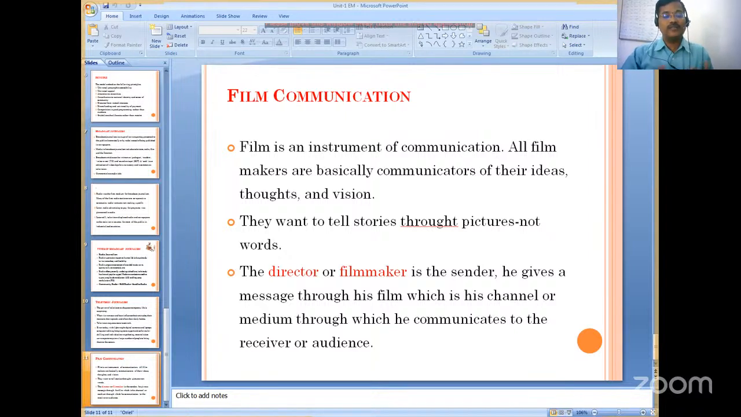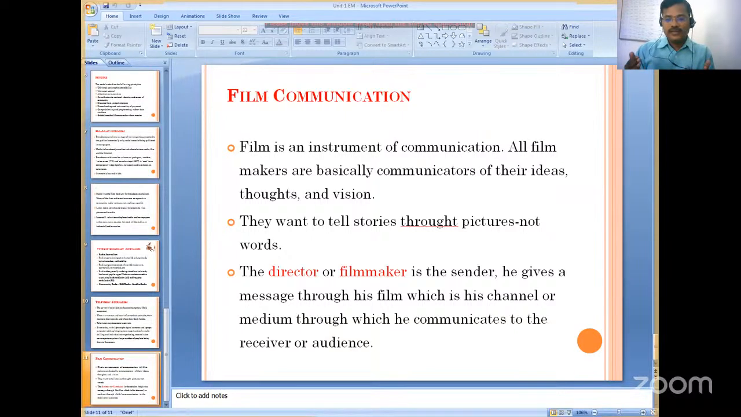The director or filmmaker is the sender. He gives a message or some information through his film, which is the channel or medium. Film is a channel or a medium through which he communicates to the receiver or audience. The end part, the receiver, is the audience. Apart from entertainment, film also creates awareness and tries to educate people. It disseminates messages.